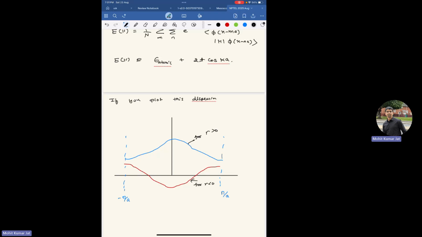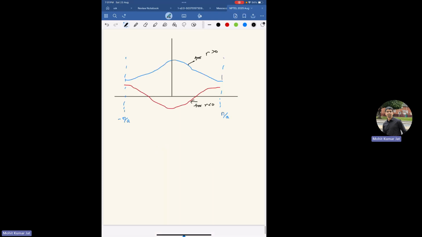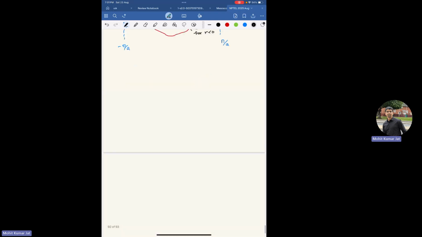Now similar can be done in the 2D also. So for 2D, square lattice, the atomic terms will be there as it is in E(k). So there will be constant atomic terms, atomic energy.